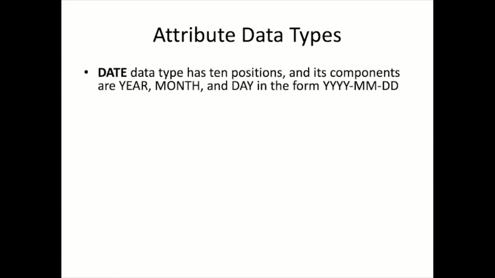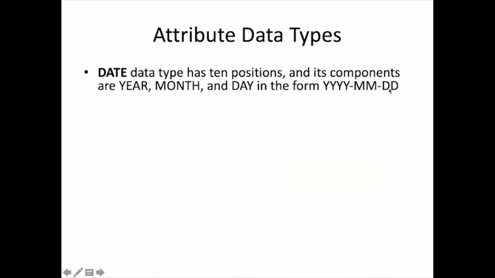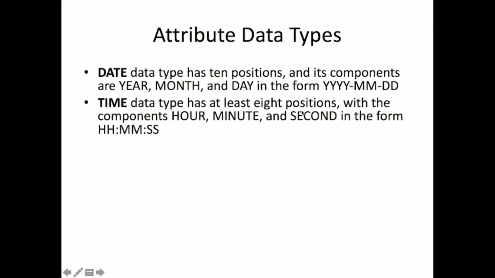Then another data type is the date data type. The date data type has 10 positions, and the components are year, month, and day: four positions for the year, two for the month, two for the day, and then the dashes. So the total is 10 positions, in the format YYYY-MM-DD. Then there is another data type to specify the time. The time data type has 8 positions, and the format is HH:MM:SS: hour, minute, and second.